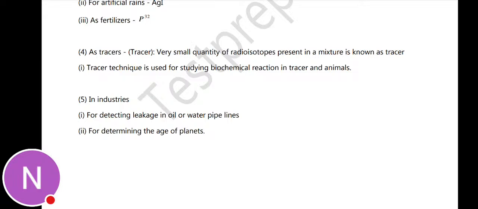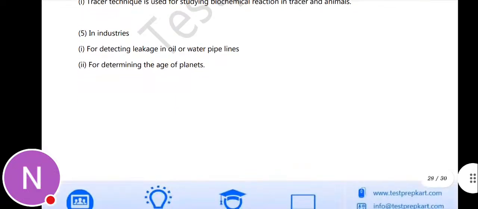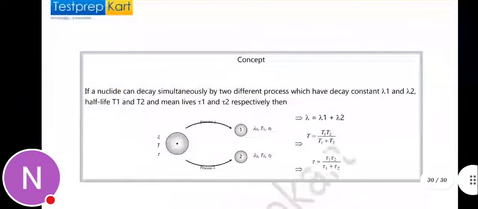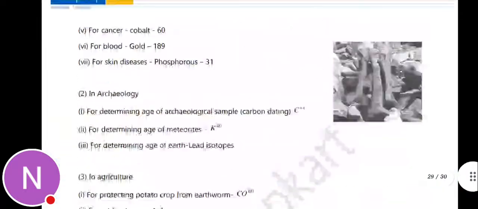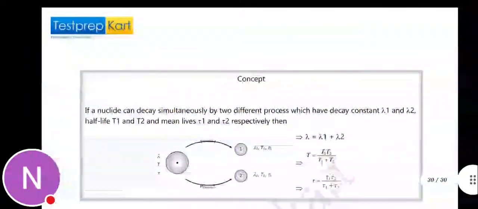As tracers: a very small quantity of radioisotopes present in a mixture is known as a tracer. The tracer technique is used for studying biochemical reactions in plants and animals. In industries, it is used for detecting leakage in oil or water pipelines, and for determining the age of planets. Radioactive isotopes are used for these things.